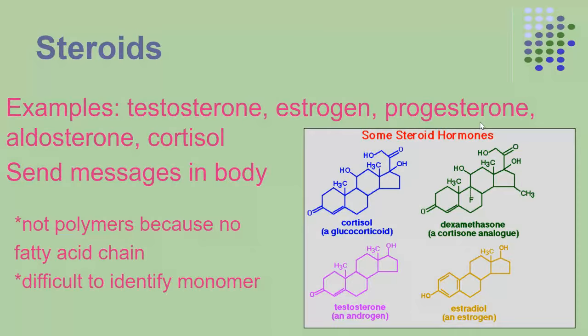They are kind of odd, though. If you look at the structure, they're not really considered to be polymers because they don't have fatty acid chains like we talked about earlier. And they're also not really monomers because they are not glycerol and they're not fatty acids. They're kind of their own shape. So they're a really unique type of lipid, but they are considered to be in that lipid group because of the chemicals that make them up.